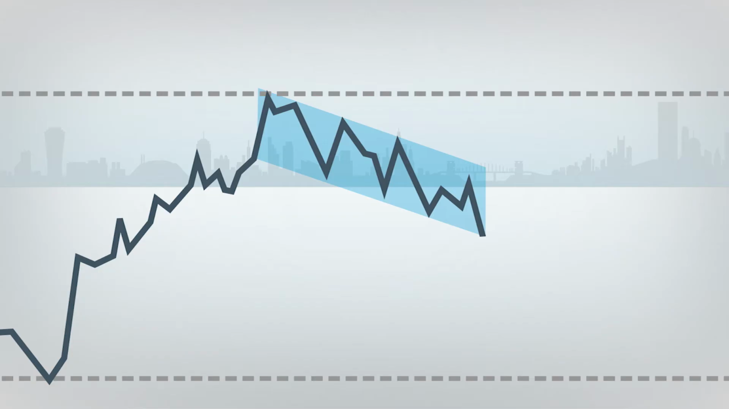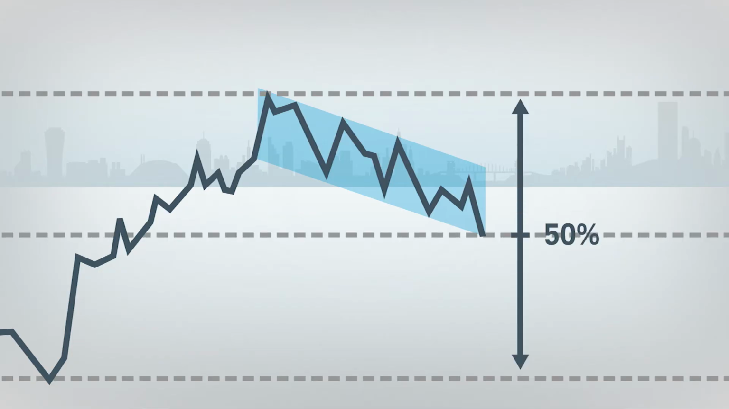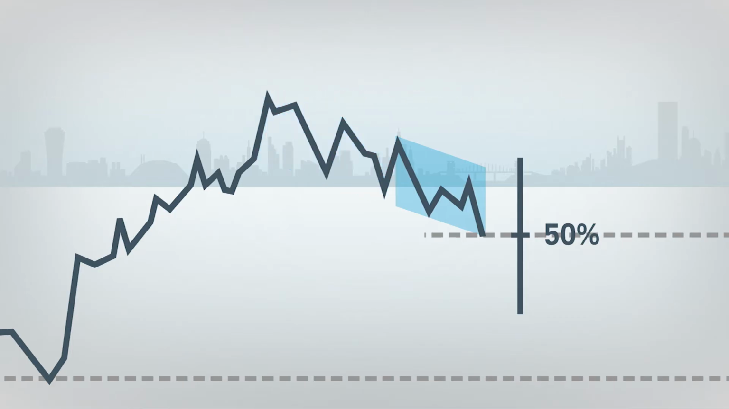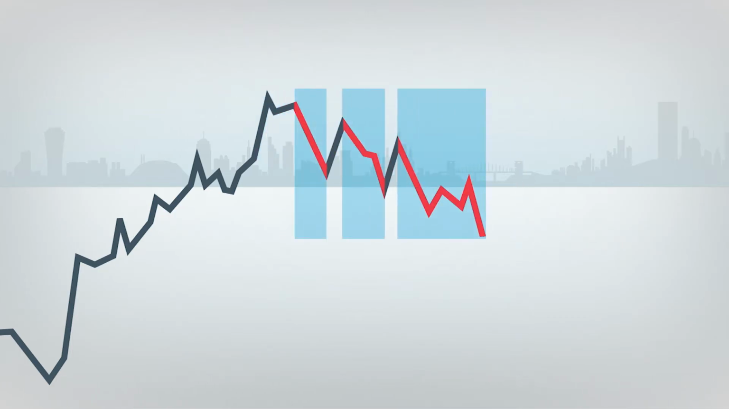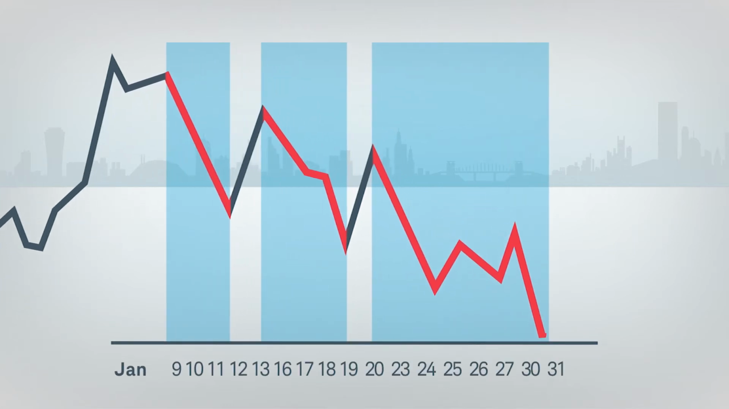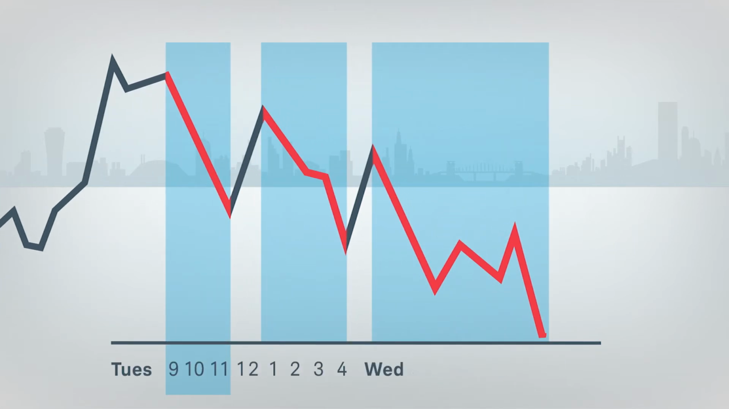Typically, the pullback should not retrace more than 50% of the upward movement. Bull flag patterns can come in many sizes, but will typically pull back at least 3 periods. So if you're looking at a daily chart, the minimum pullback would be 3 days, and if you're looking at an hourly chart, the minimum pullback would be 3 hours.